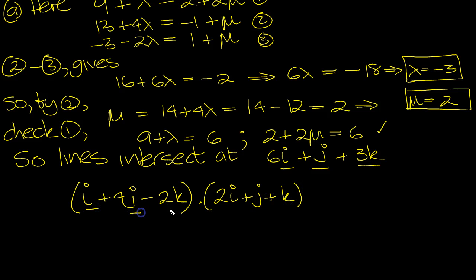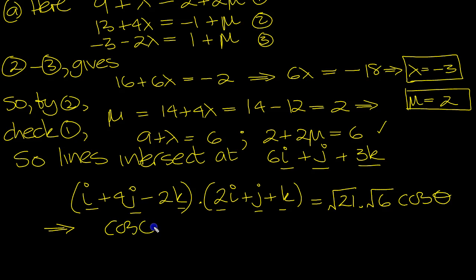So this dot product with this vector will equal the product of the moduli using the dot product rule. 16 plus 1 plus 4, 16 plus 4 is 20, 21, so that's the square root of 21. And this one is 4, 5, 6, so that's the square root of 6 using Pythag. Times the cosine of the angle in between them, which we'll call theta.